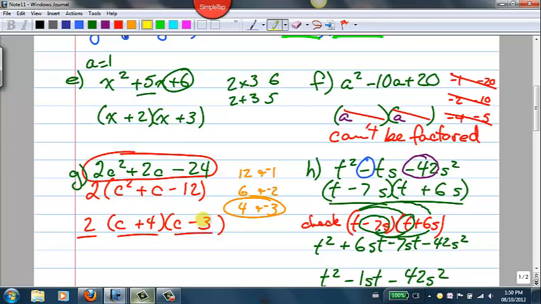If this goes too fast, you just back it up, play it again. Now H. So last question on the first side of your quiz, t squared minus ts minus 42s squared.